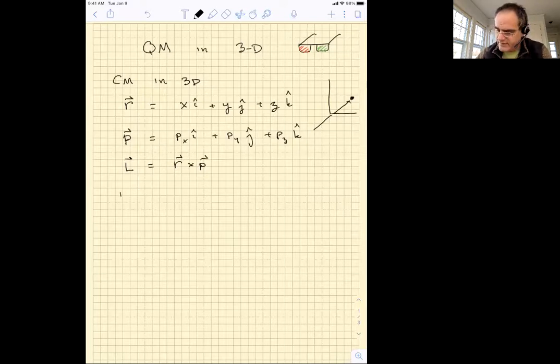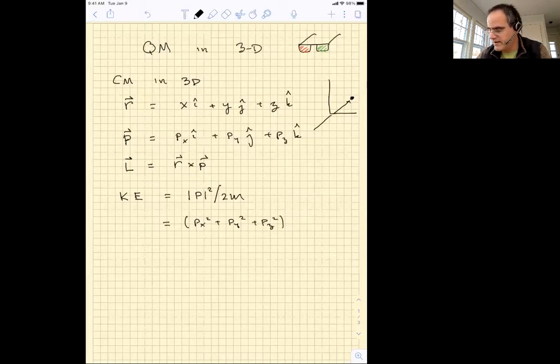And finally, let's write down a formula for the kinetic energy, okay? Of course, the kinetic energy is just the magnitude of the momentum squared divided by 2m in non-relativistic systems. And so we can write this as px squared plus py squared plus pz squared. That's the magnitude of the momentum squared, and then divided by 2m. Okay, so not so bad. Remember, we have to use vectors in 3 dimensions for position, momentum, angular momentum, and so on.